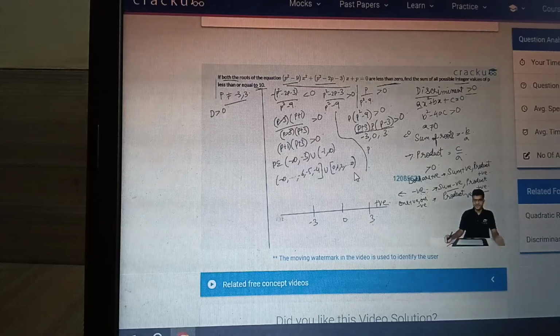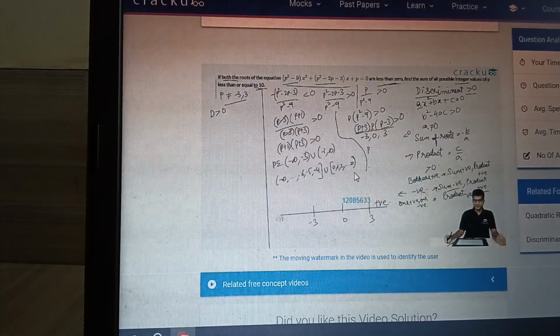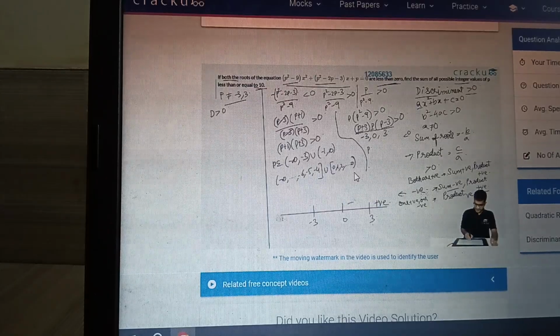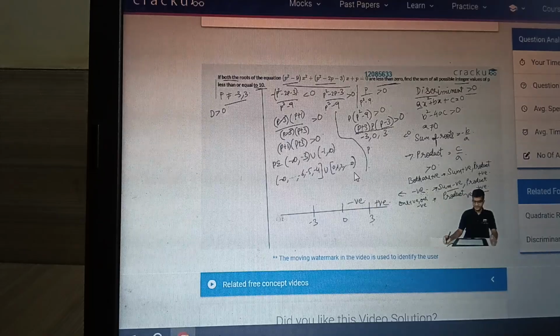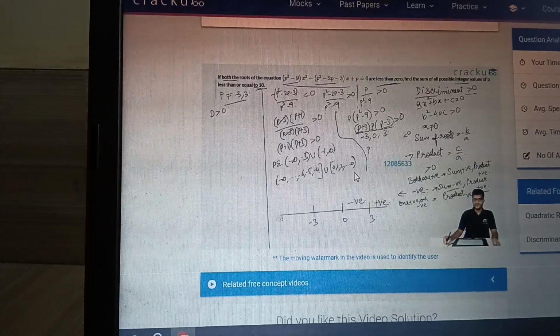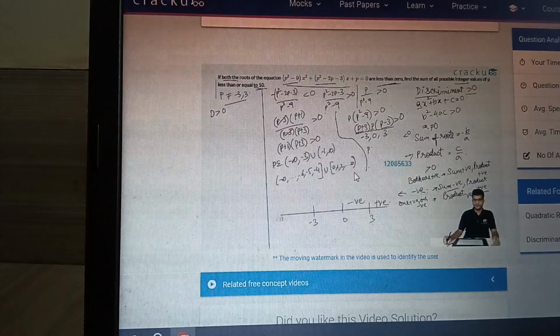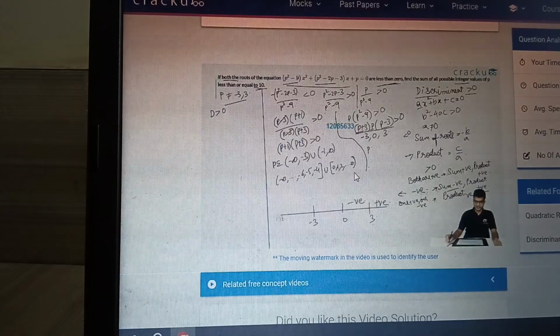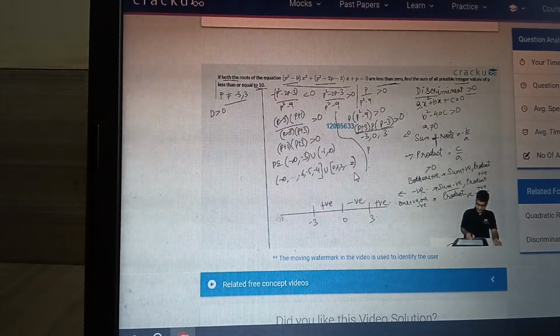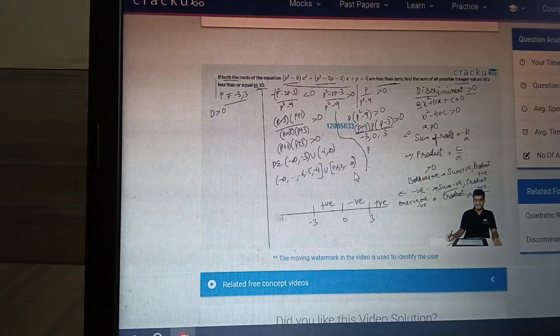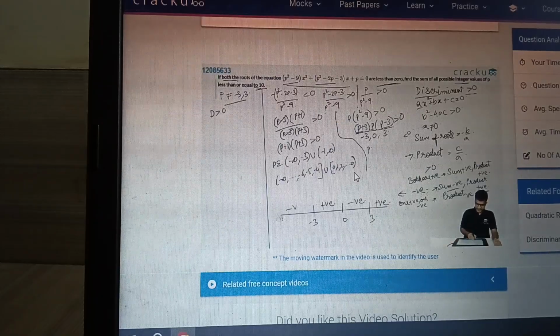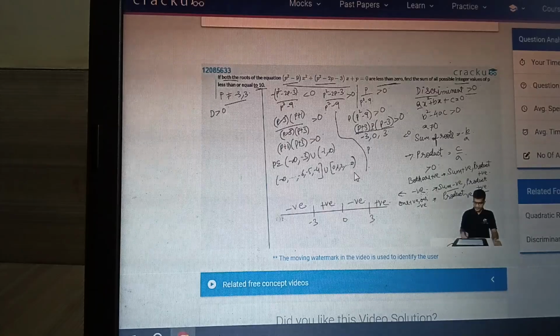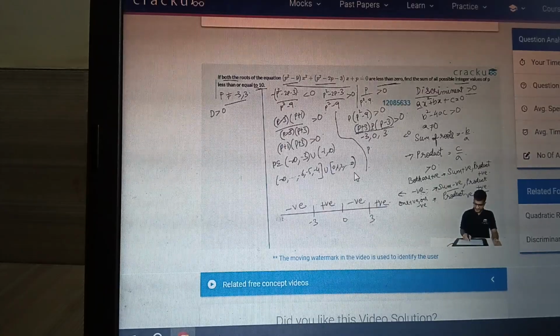If P lies between 0 and 3, then P will be positive, P plus 3 will be positive, but P minus 3 will be negative. So the product will be the product of 2 positive numbers and 1 negative number, so this will be negative. If P lies between minus 3 and 0, 2 terms will be negative, so their product will be positive, and the third term, which is P plus 3, will be positive. So again the product will be positive. And finally, if P is less than minus 3, all the 3 terms will be negative, so this also will be negative.